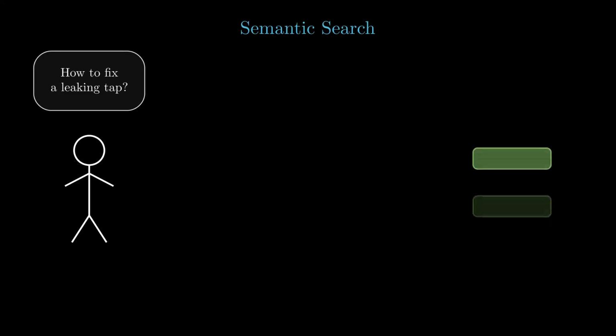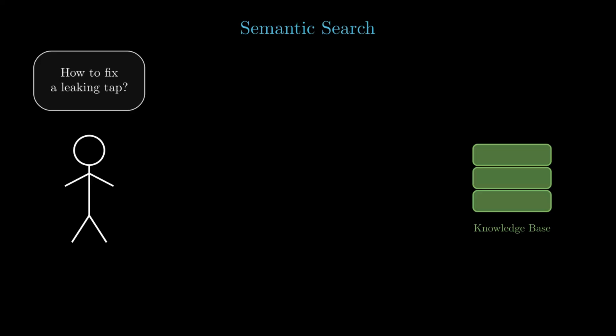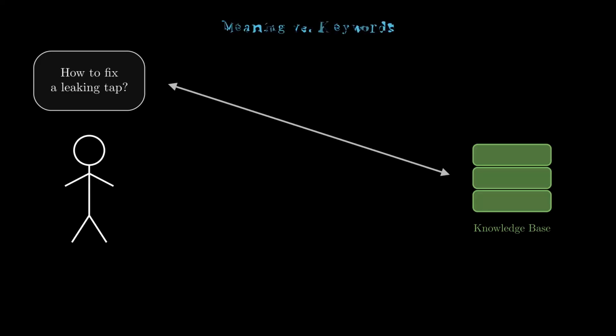On the other side of the equation, we have the destination. This is the knowledge base. A massive, structured collection of documents, articles, and data points waiting to be retrieved. The challenge of search is simple to state, but hard to solve. How do we connect your messy, human intent with the precise information stored in that database? Historically, this has been a battle between two very different approaches. Is the machine just matching the words you typed, or is it actually understanding the meaning behind them?